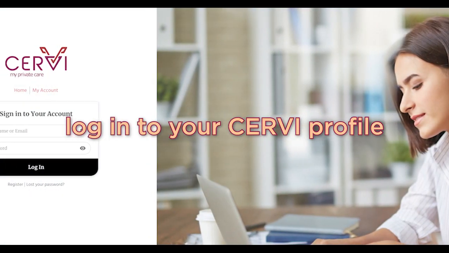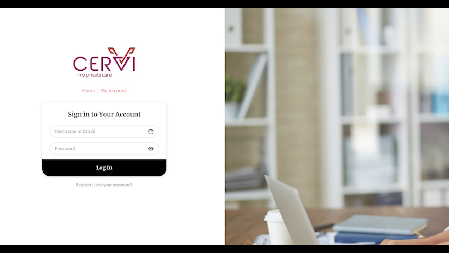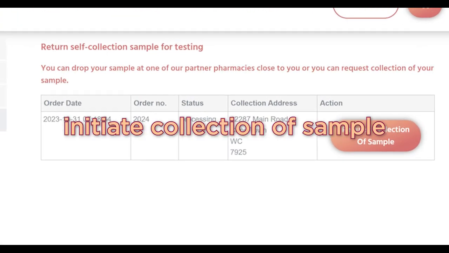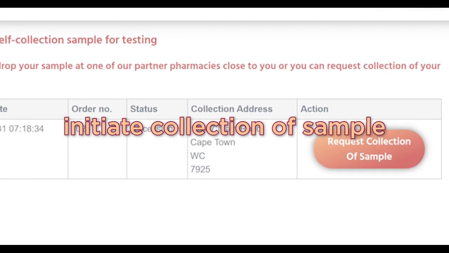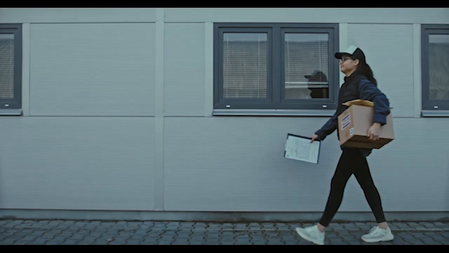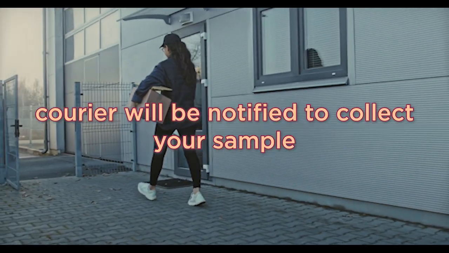Log into your profile on www.cervi.co.za. Then, initiate the collection process by providing the required information. This will notify our courier service to collect your sample from you.